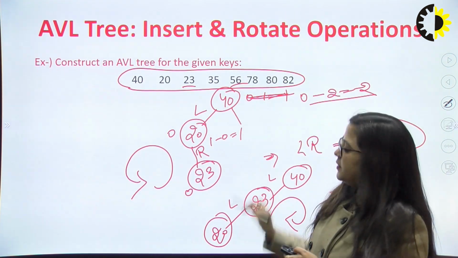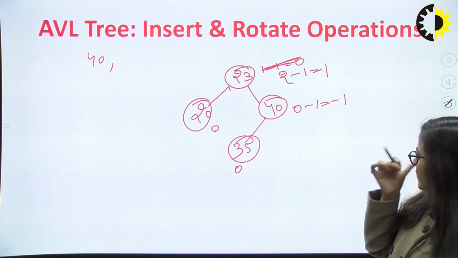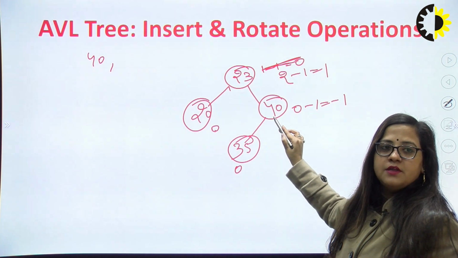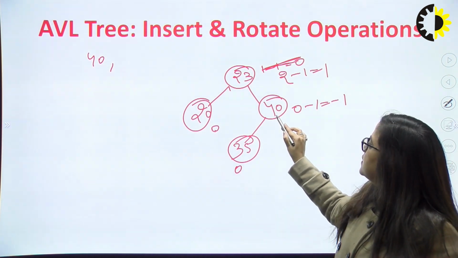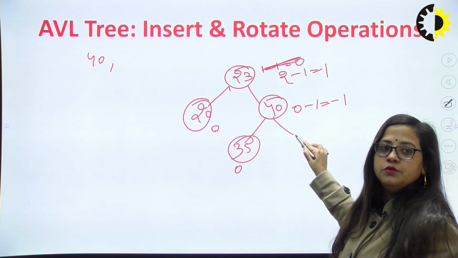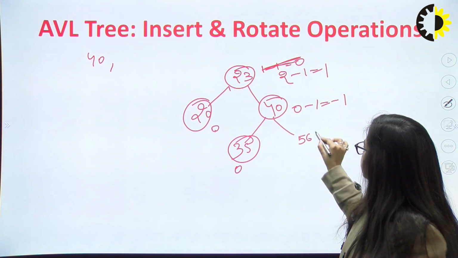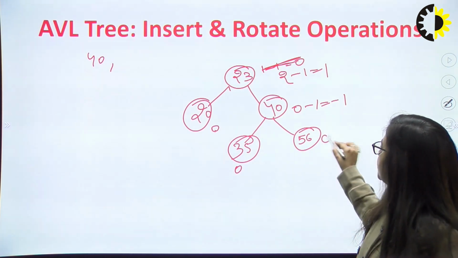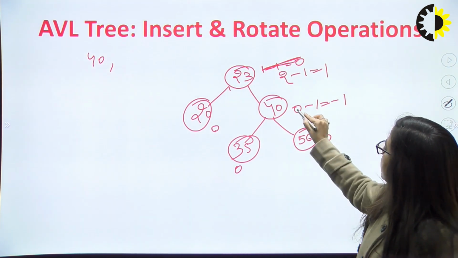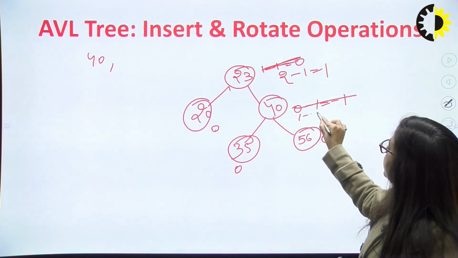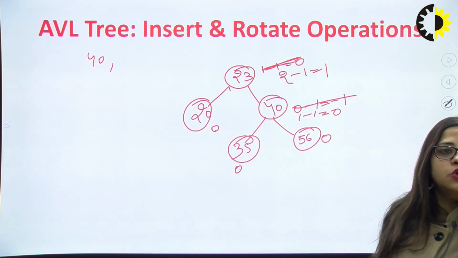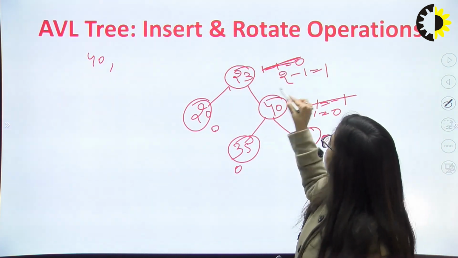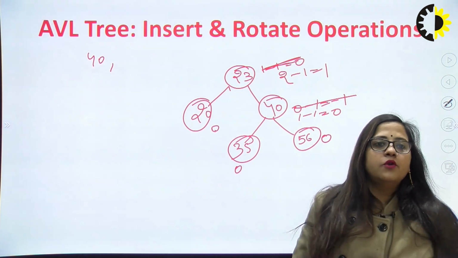The next number is 56. 56 is greater than 23, so it goes in the right direction. Again 56 is checked against 40, and 56 is again greater than 40, so it moves right. Now check if it is balanced or not. There is no child, it is 0. 1 minus 1 equals 0, no need, and 2 and 0. So 2 minus 1 equals 1, no need to change.